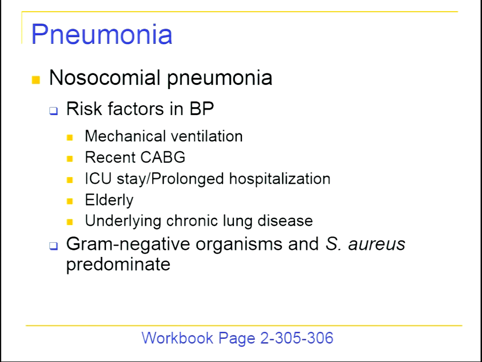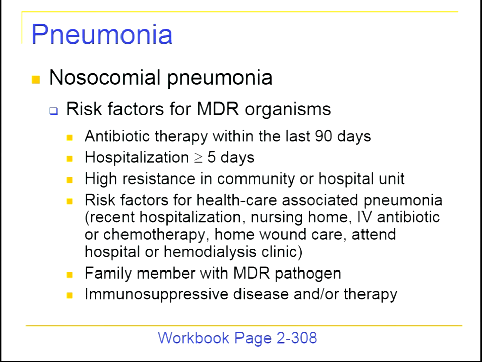And in patients who have hospital-acquired pneumonia, the organisms that predominate are gram-negative organisms and Staph aureus. And those who are at risk of multi-drug-resistant organisms, predominantly it's Pseudomonas and MRSA. Those are the 2 most common organisms you're going to see in those at risk for multi-drug-resistant organisms. So here are the risk factors for multi-drug-resistant organisms. These are people where you really need to target anti-Pseudomonal activity and anti-MRSA activity.